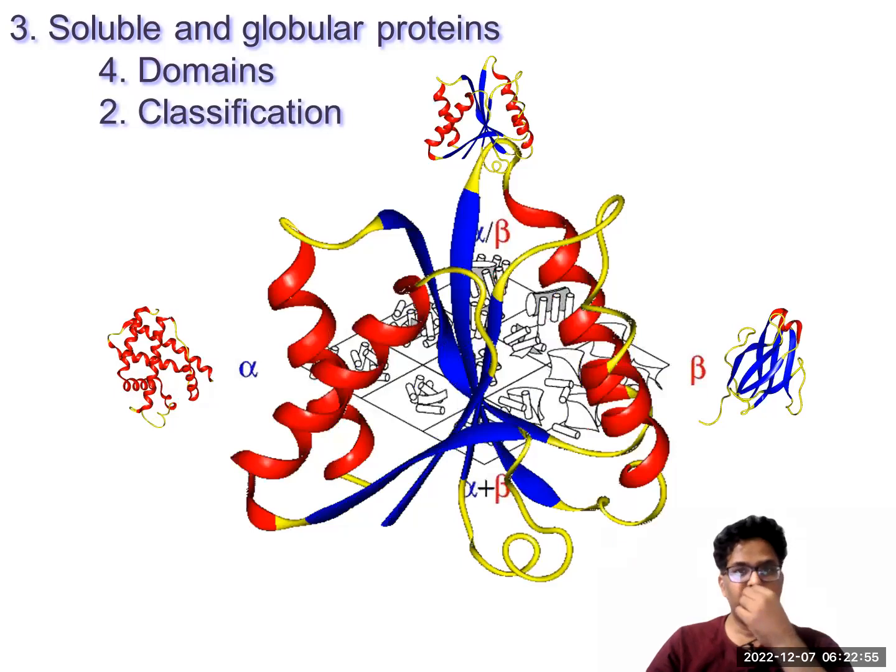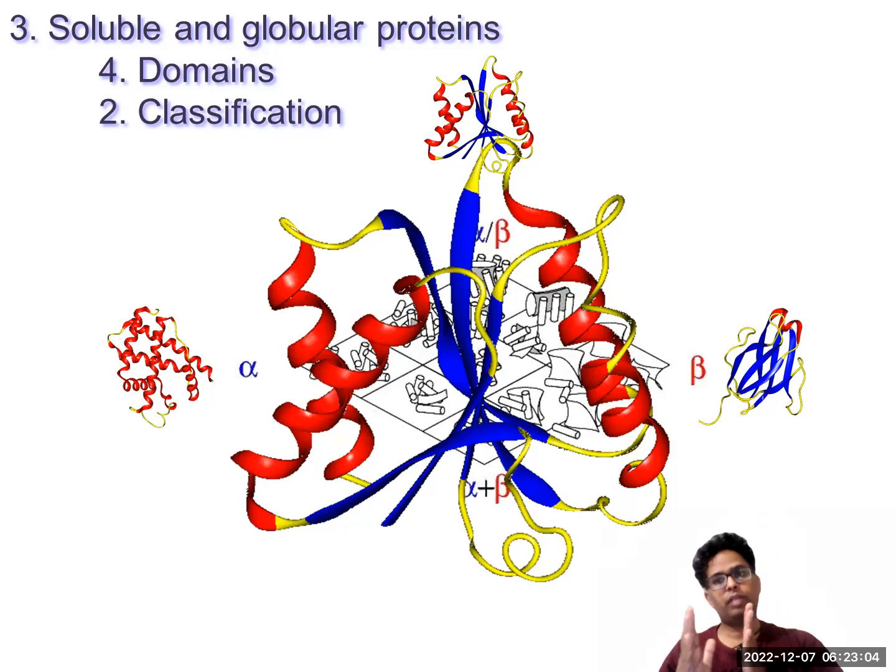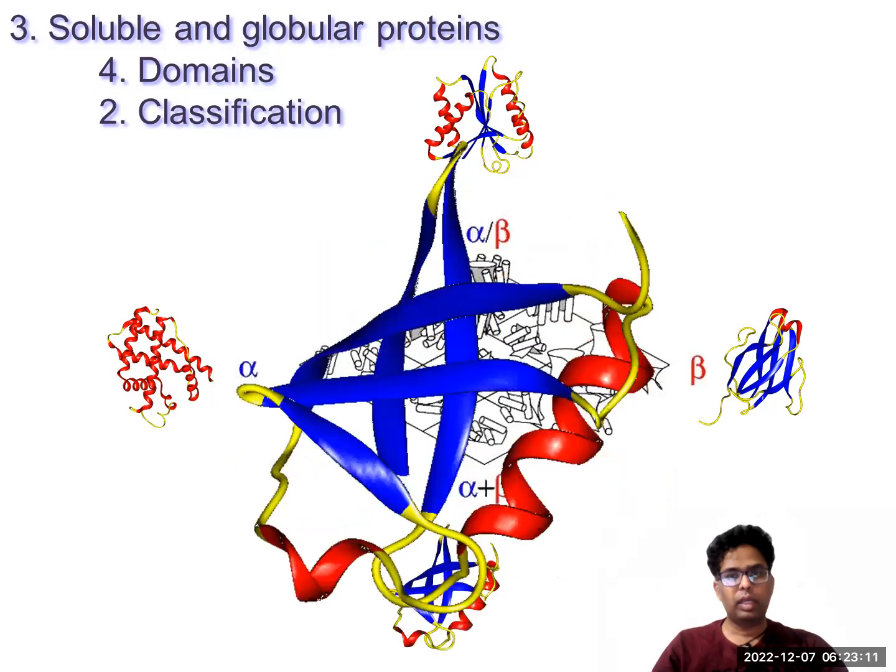And the other is this one, alpha plus beta, because it is alpha then beta, then alpha then beta, then alpha then beta, such type of things: alpha plus beta. And alpha by beta means alpha, then beta beta beta beta beta, then alpha. Or suppose beta, then alpha alpha alpha alpha alpha, then beta. So one is alpha then beta beta beta beta then alpha. Such type of thing is alpha by beta.